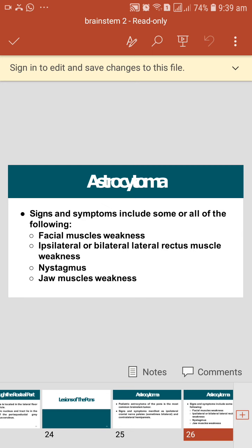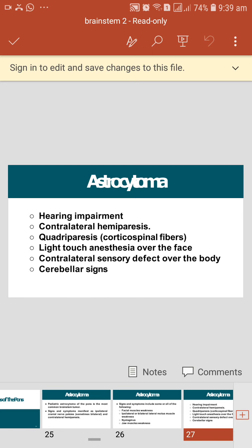resulting in weakness of the muscles innervated. So we will have lateral rectus muscle weakness, nystagmus, jaw muscle weakness, hearing impairment due to vestibulocochlear nerve impairment, then contralateral hemiparesis, quadriparesis because of the corticospinal fibers, as I told you, in the basilar portion, then light touch anesthesia over the face, contralateral sensory defect over the body and cerebellar signs.